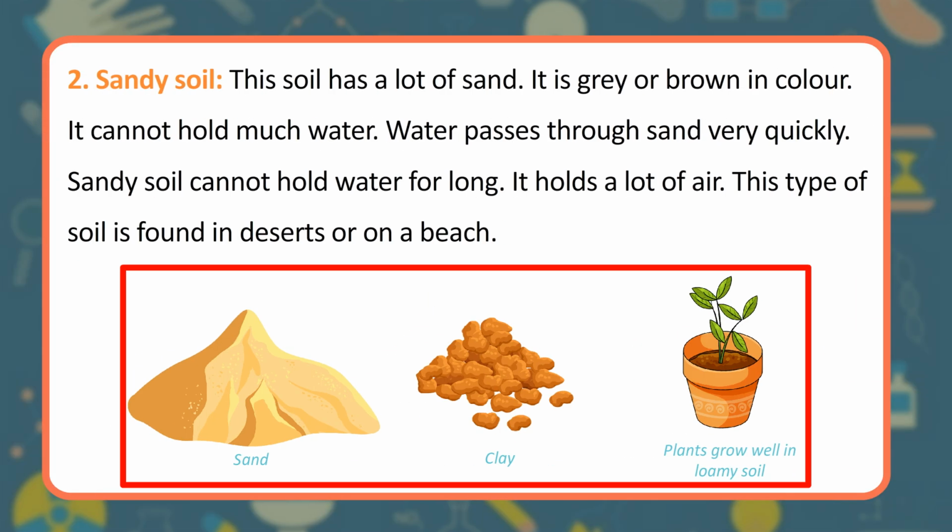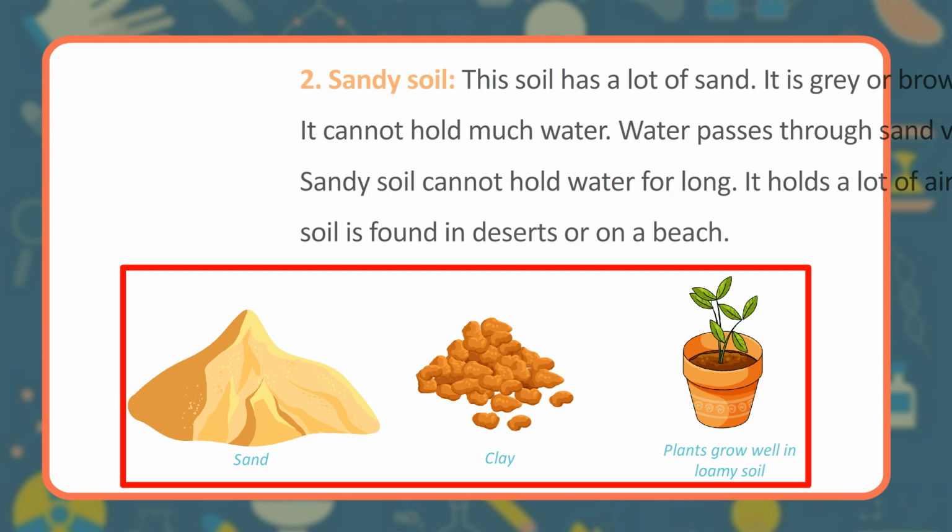2. Sandy soil. This soil has a lot of sand. It is gray or brown in color. It cannot hold much water. Water passes through sand very quickly. Sandy soil cannot hold water for long. It holds a lot of air. This type of soil is found in deserts or on a beach.